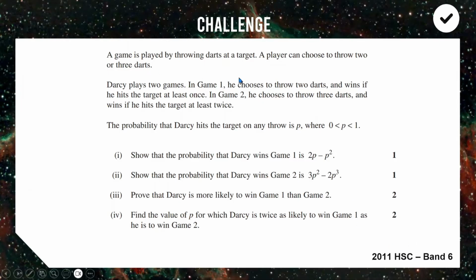We have a game played throwing darts at a target. Sounds fun. We can choose 2 or 3 darts to throw.